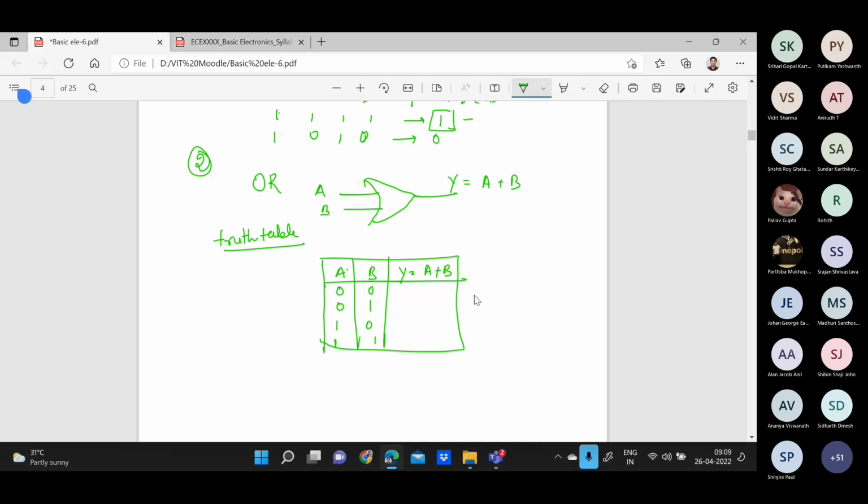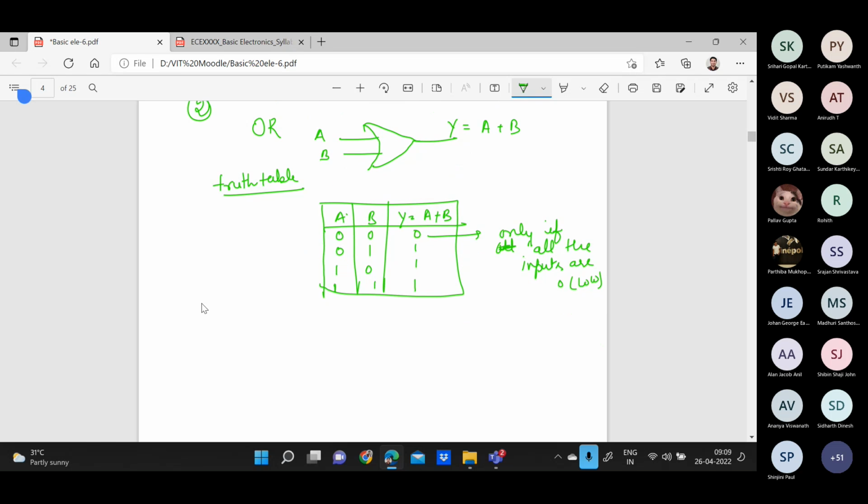In the case of the OR gate, the output is 0 only if all the inputs are 0. Other than that, if any of the inputs is 1, or all the inputs are 1, you will get 1, 1, 1 as the output.